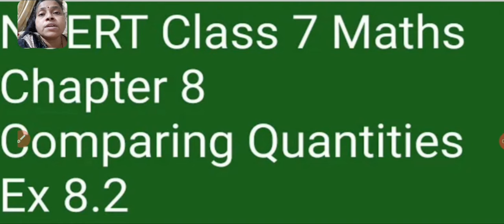My name is Swati Sharma, and it's class 7th maths and our chapter is Comparing Quantities. Students, you know we have already completed this full chapter, but today we will complete exercise 8.2.